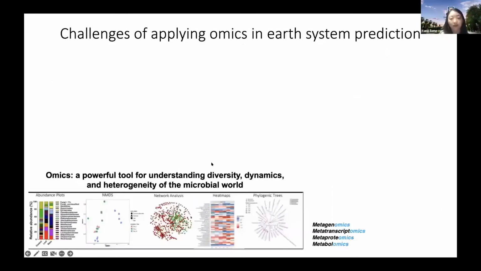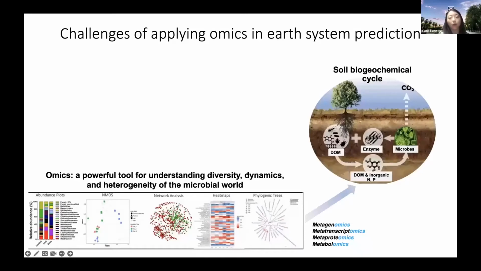But the good news, which is more related to our effort here today, is that omics technology development and mass spectrometry technology allow us to further discover what happens below ground. From the omics data, we can identify the diversity, dynamics, and even heterogeneity of the soil microbial community. But the question is that when incorporating this information at larger scales, for example into the soil biogeochemical cycle, there is still a scaling issue we need to overcome.